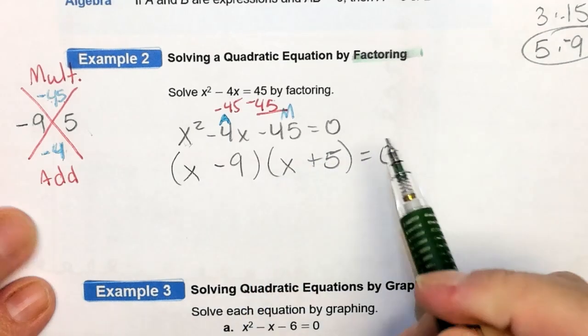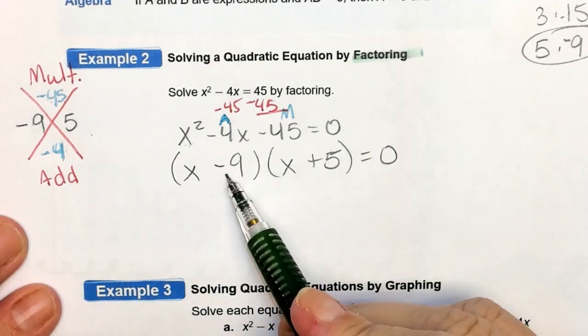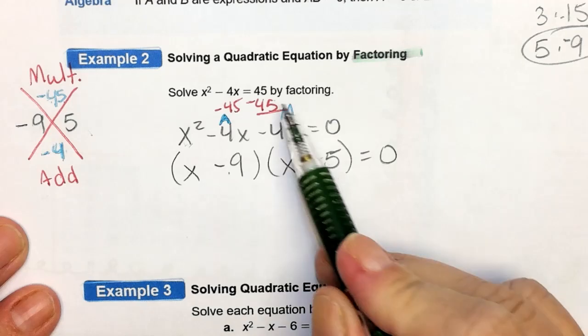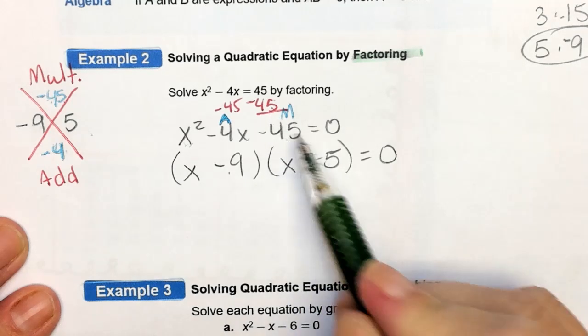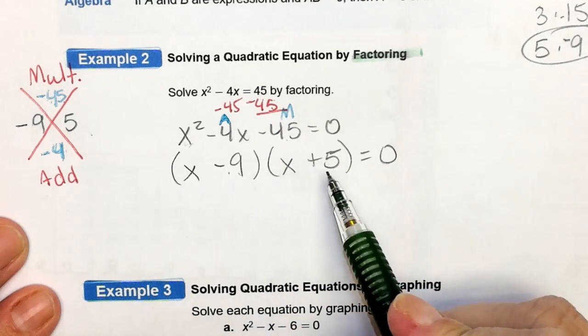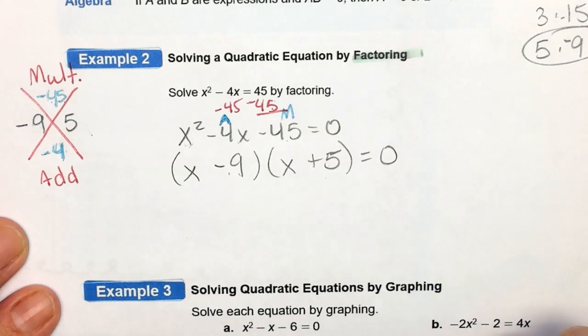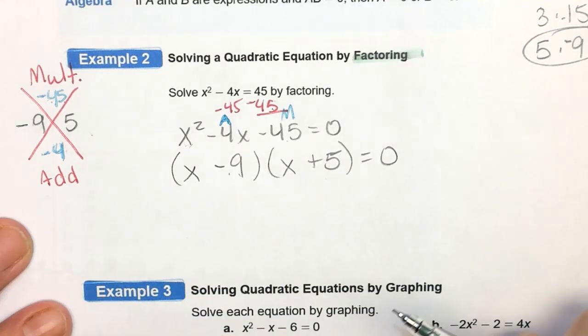And how do you check yourself before you wreck yourself? You do, what's negative 9 times positive 5? It is negative 45. What is negative 9 plus 5? It is negative 4. So we're good. So how do we find the zeros? How do we find that solution?